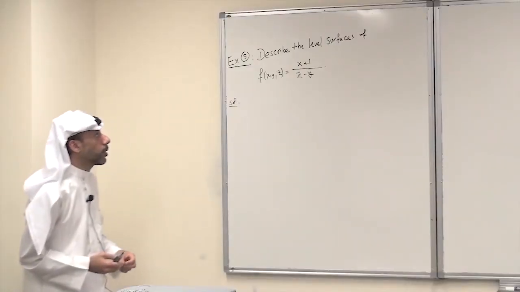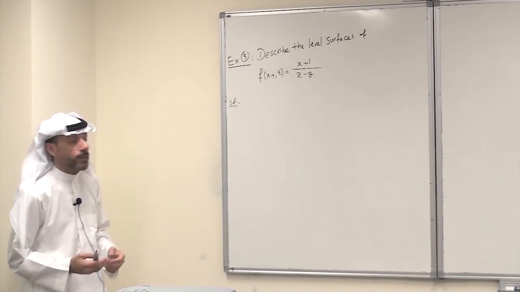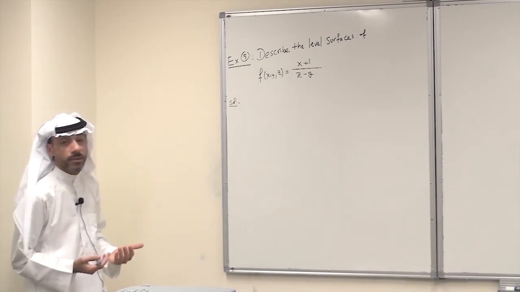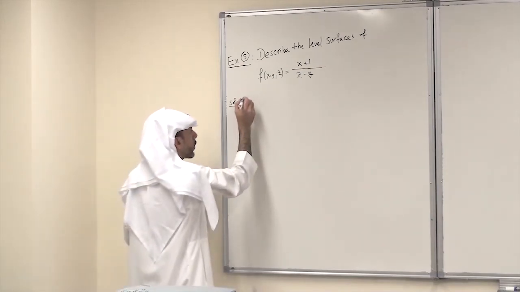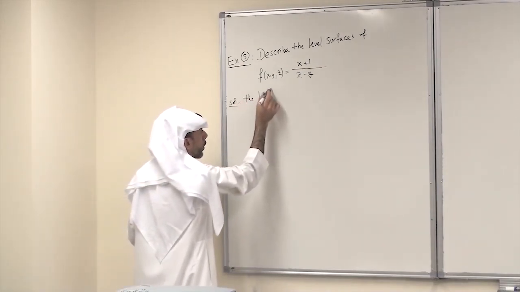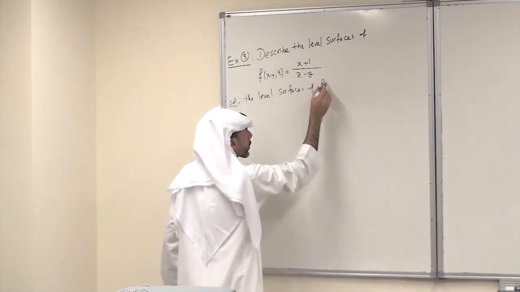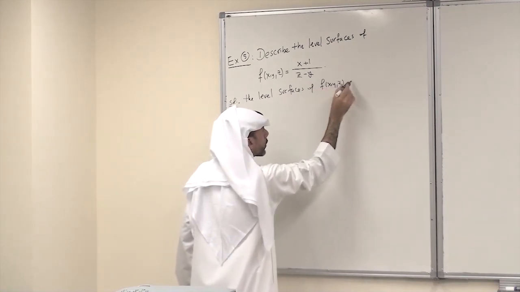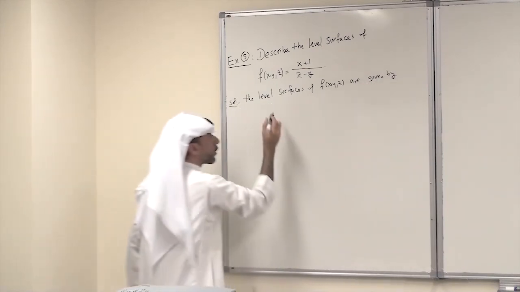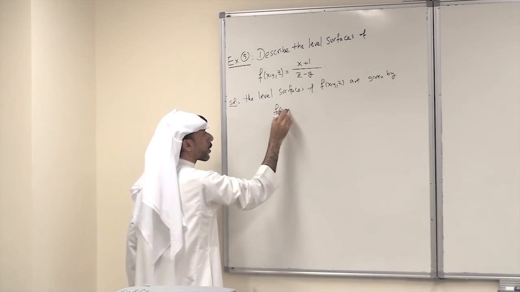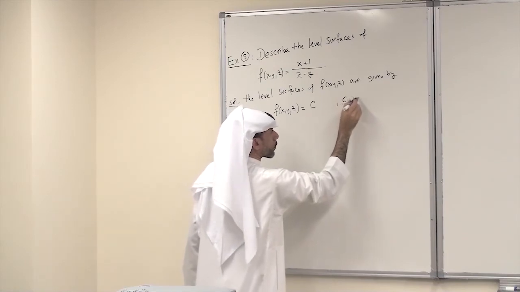Let's consider the following problem. Describe the level surfaces of the function of three variables, f of x, y, z equals x plus 1 over z minus y. We apply the definition, so the level surfaces of f of x, y, z are given by taking the function f of x, y, z equal to a constant, say c.